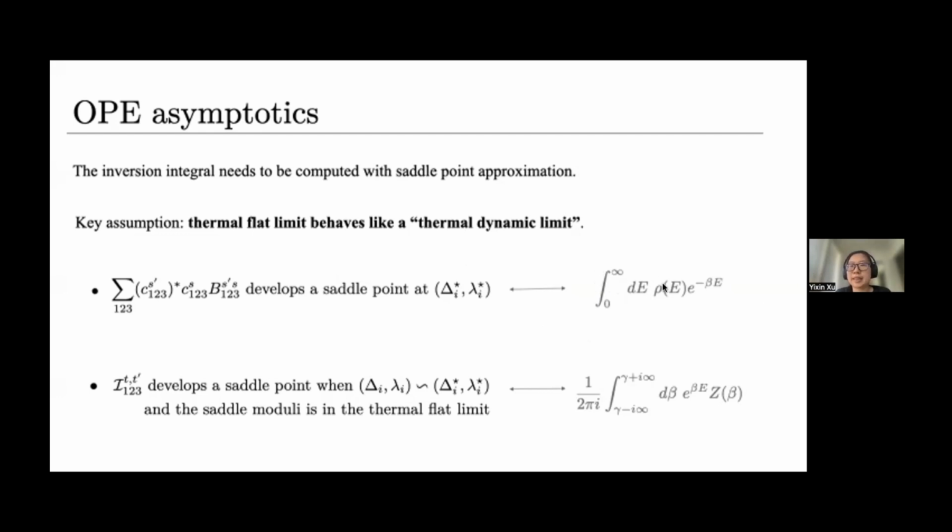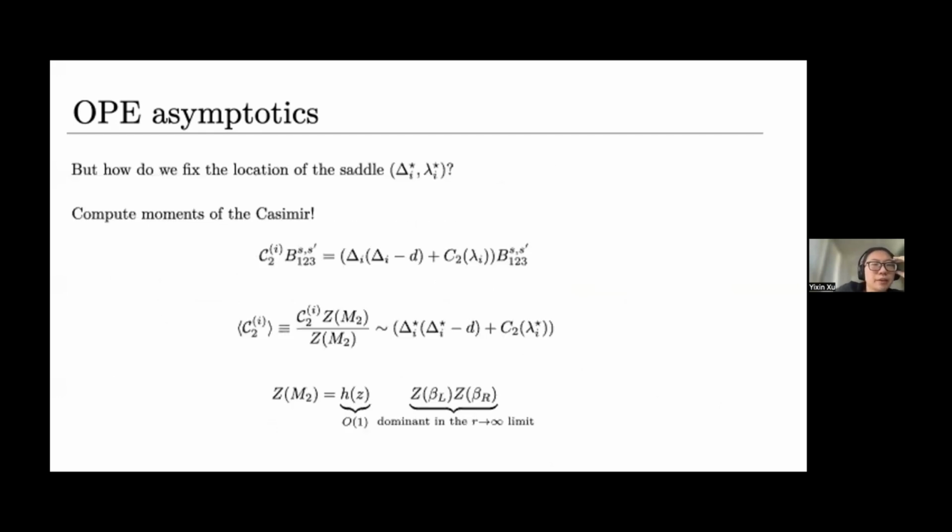And then you should compare basically this rho of E with the squares of the OPE coefficients, and you should compare the Boltzmann factor with the genus-2 block. Now the inversion integral is like an inverse Laplace transform, and we know that the saddle point of the inverse Laplace transform is compatible with the saddle in energy. So for the calculation, it is then important to know where the saddle delta I star and lambda I star is. One way to do this is to compute expectation values of various Casimir operators.